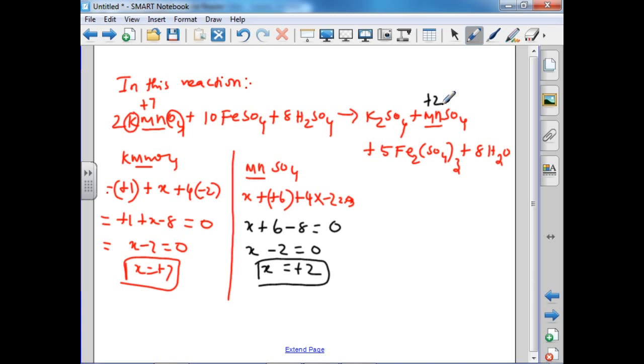There is no change in the sulfate ion; it is only -2. Anywhere, there is no change in the sulfate ion oxidation number. So don't calculate the oxidation number of sulfate.